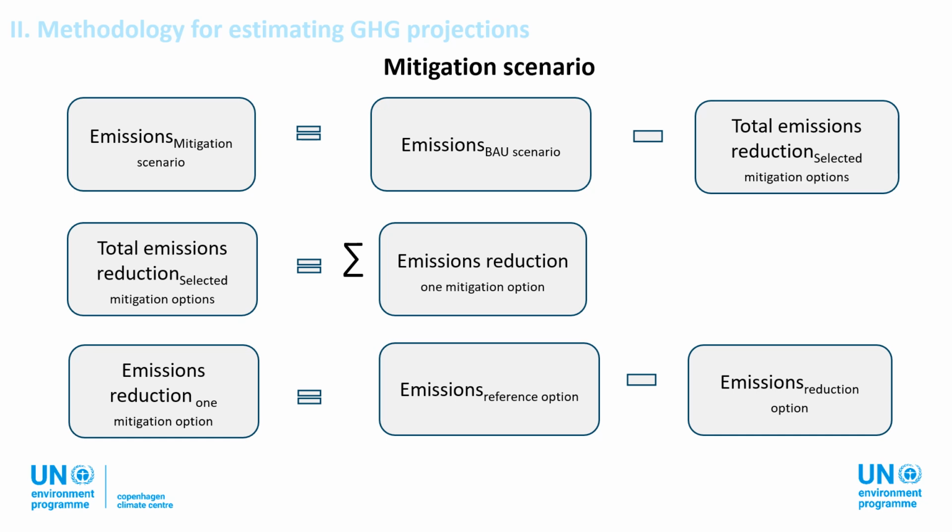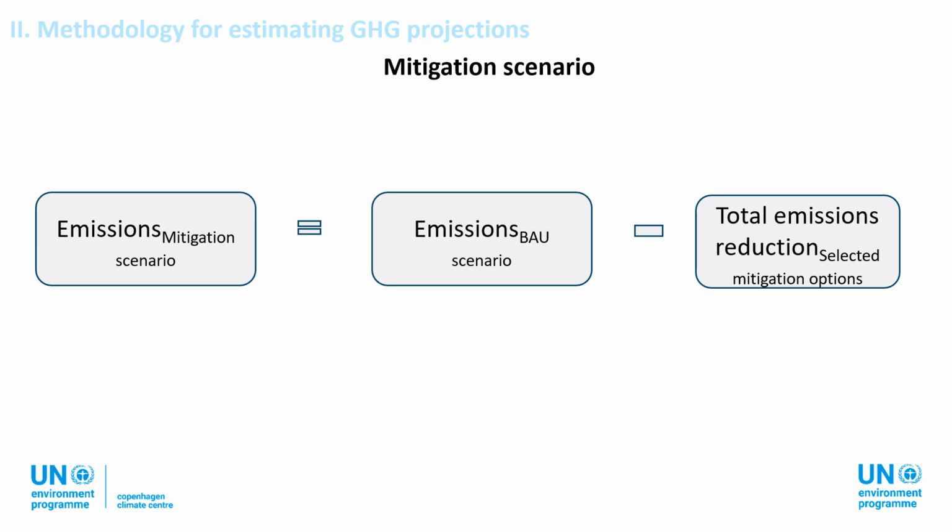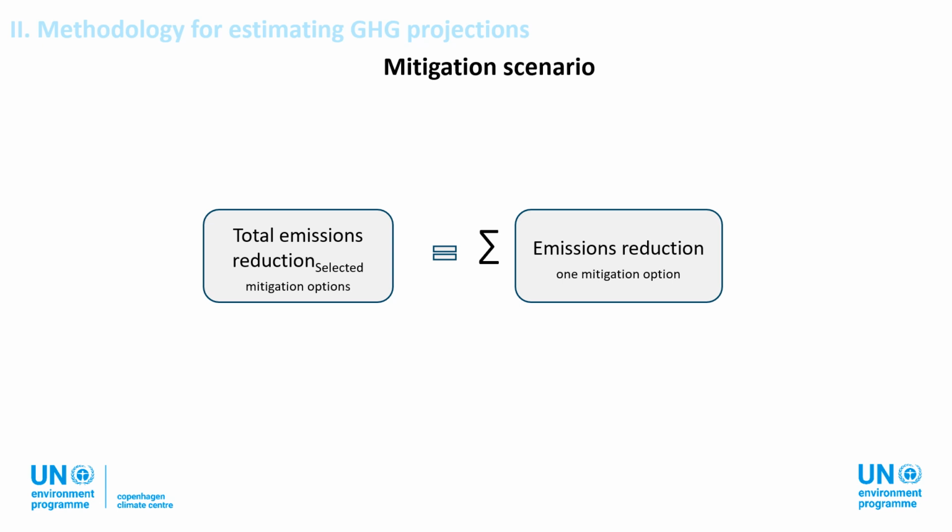This slide shows the approach used by GACMO tool to estimate emissions in the mitigation scenario. Emissions in the mitigation scenario is estimated as a difference between emissions in the business as usual scenario and total emission reduction from the selected mitigation options. The total emission reduction from all selected mitigation options by the user is the sum of emission reduction from each individual mitigation option.